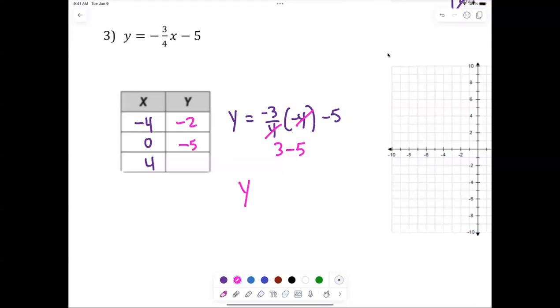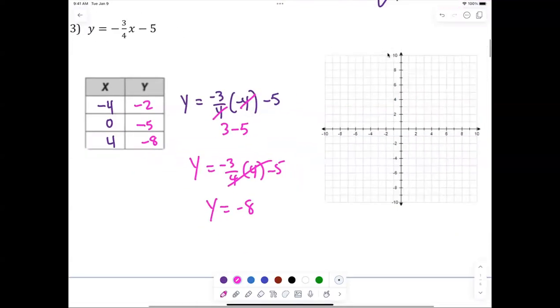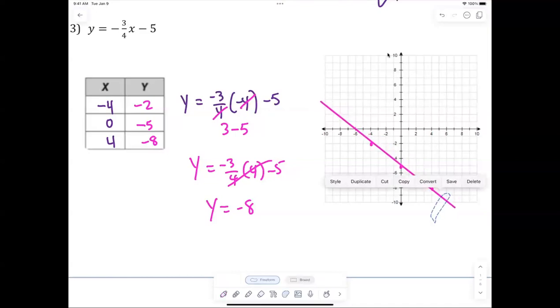Now, plug in 4. -3/4 times 4 minus 5. The 4's cancel this time. So it's, yeah, -8. Now plot those points. -4, -2. 0, -5. 4, -8. It will make a line. It doesn't matter what points you select. It will make a line. All right. It's just a matter of which points are easier to select. You see what I mean? I don't want to deal with the fractions, so I plug in numbers that are divisible by 4. All right, flip the page.